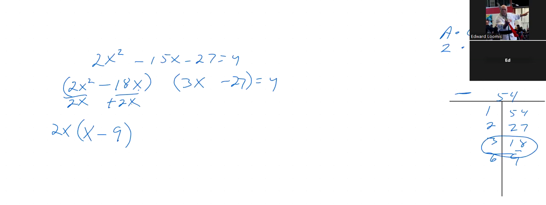3x minus 27. What goes into 3 and 27 evenly? Well, 3 does. Now, the 27 doesn't have an x, so I can't pull an x out of it, but I can pull a 3 out of it. 3 divided by 3 is 1. I have x by itself.